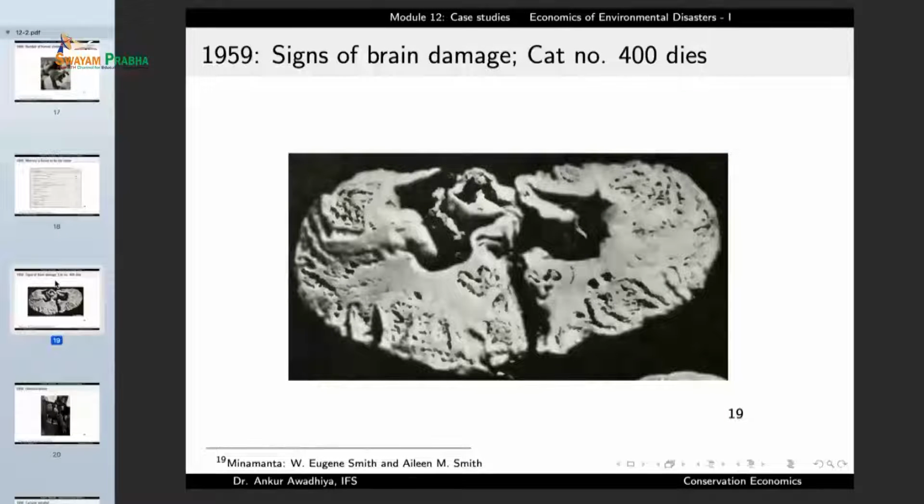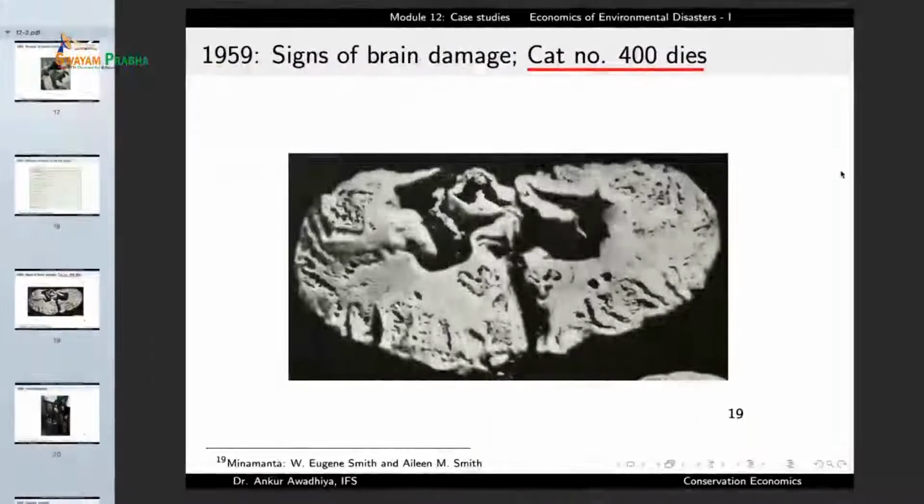People start observing damage in the brain. So, if there is a post-mortem, people would find that the brains are having holes. And importantly, cat number 400 dies. What is cat number 400? One of the scientists took cats and started feeding them the residue that was being thrown by the company into the seawater. Once he started feeding the cat, he was able to develop all these symptoms very quickly in the cat. And so it was proven that it is because of this waste material being dumped that we are seeing all these different kinds of neurological symptoms. And in 1959, this cat dies because of all these neurological symptoms.